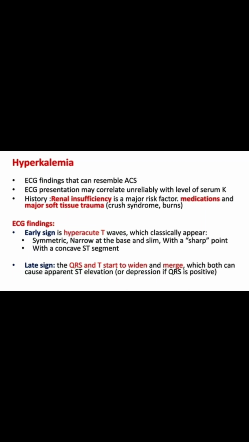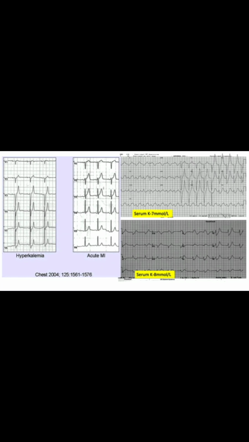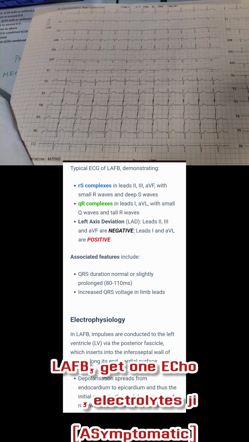Hyperkalemia: initial sign is hyperacute T wave, later QRS and T start to widen and appear as ST elevation MI. Left anterior fascicular block: left axis deviation, with 2, 3, AVF negative and lead 1 and AVL positive. RS complex in lead 2, 3 and AVF with small R wave and deep S wave, and QR complex in lead 1 and AVL with small Q wave and tall R wave. There is left axis deviation. In hypertension, the amplitude of QRS is increased in the ECG.